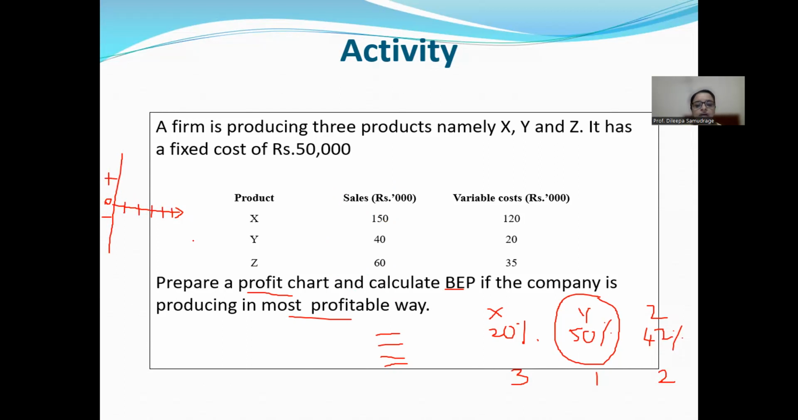150. So that is only for X, no? That is only for X. How much the maximum point should be? Others?